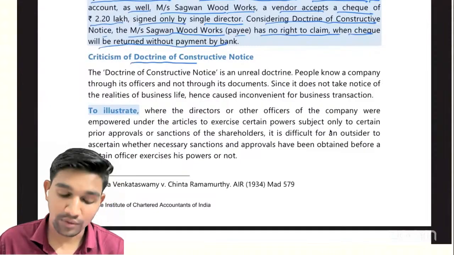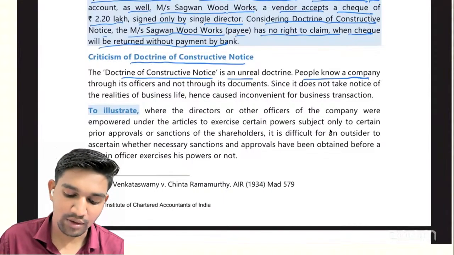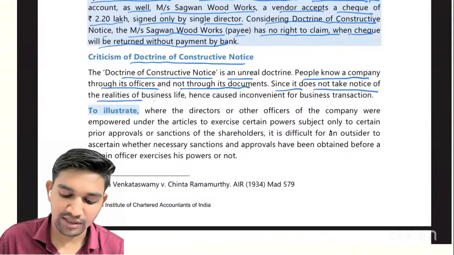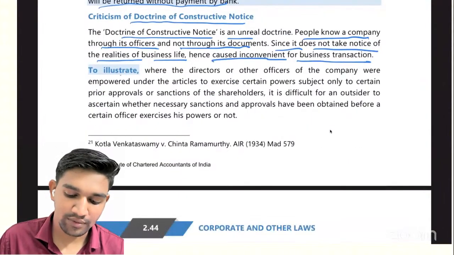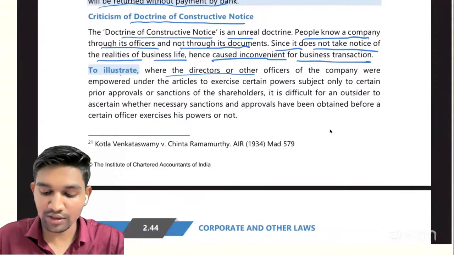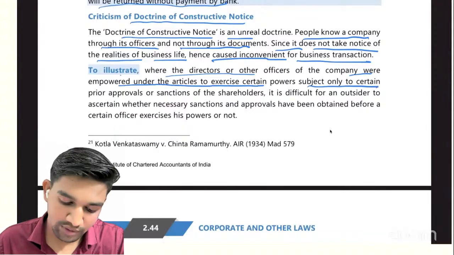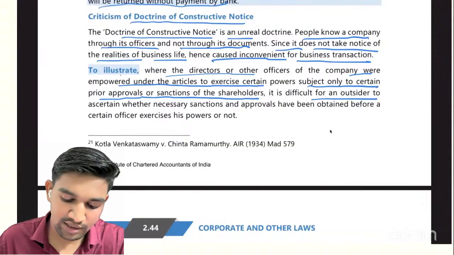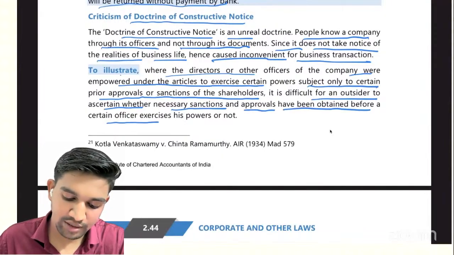Criticism of the doctrine of constructive notice. The doctrine of constructive notice is an unreal doctrine. People know a company through its officers and not through its documents. It does not take notice of the realities of business life, and causes inconvenience for business transactions. To illustrate, where the director or other officer of the company is empowered under the articles to exercise certain powers subject only to certain prior approvals or sanction of the shareholders, it is difficult for an outsider to ascertain whether the necessary sanction and approvals have been obtained before a certain officer exercises his power or not.